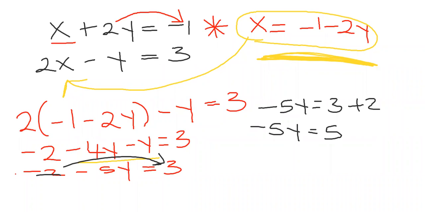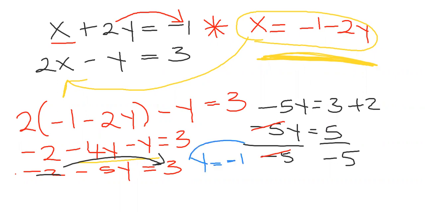Then we want to find the value of y. So divide everything by negative 5. Divide even this side by negative 5, so like terms will cancel out. Then it means your y is going to be equal to negative 1, because 5 divided by negative 5 gives us negative 1. Now you have found the value of y.